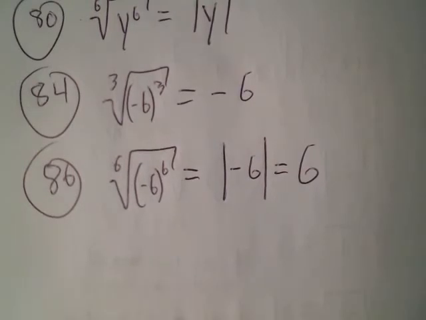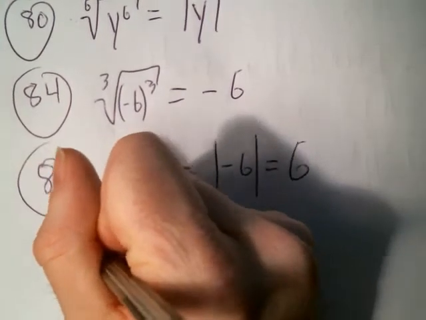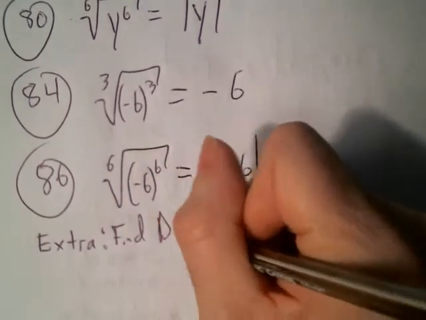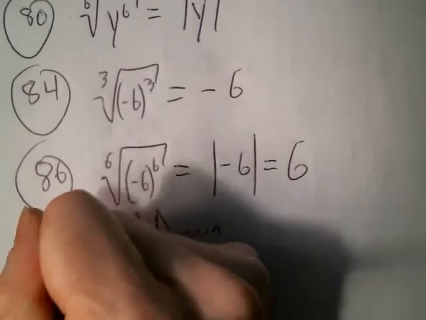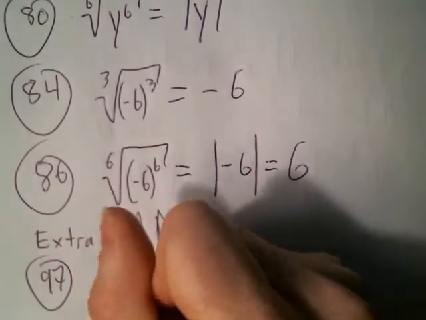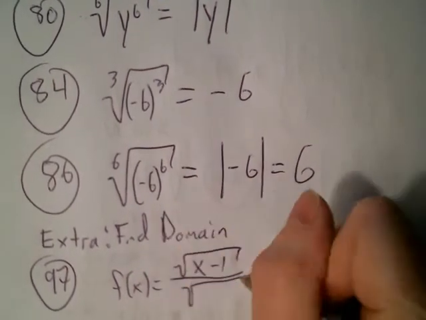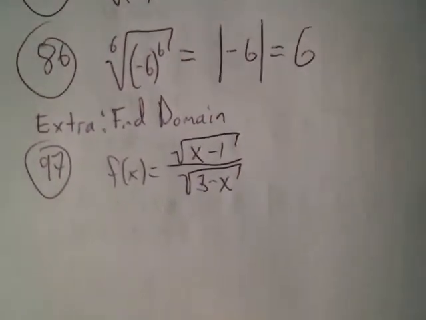Okay, there's some extra problems in there that may be a little bit difficult and challenging. Let's look at one of those extra. Find the domain. And let's look at the function you're dealing with, 97. F of x is the square root of x minus 1 all over the square root of 3 minus x. Okay. So there's two issues here.